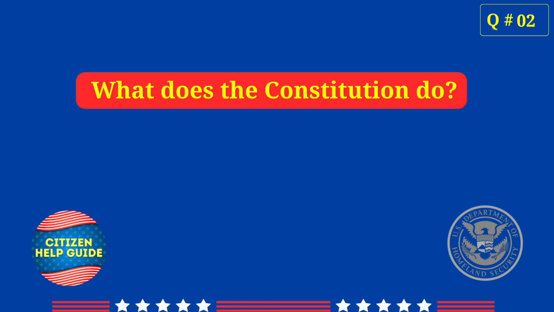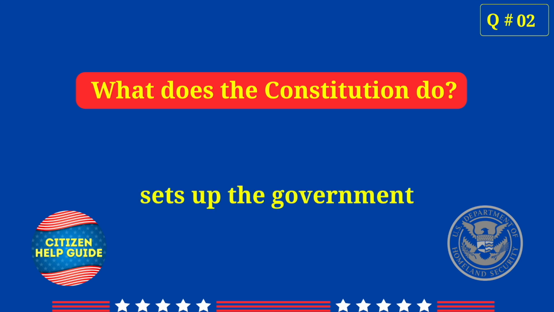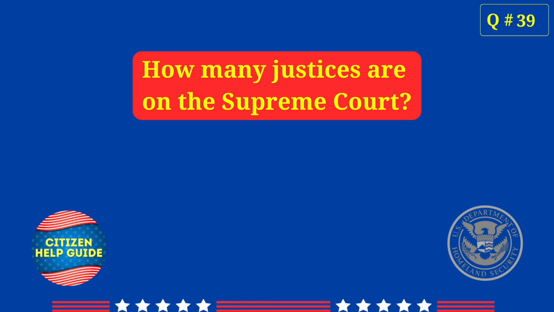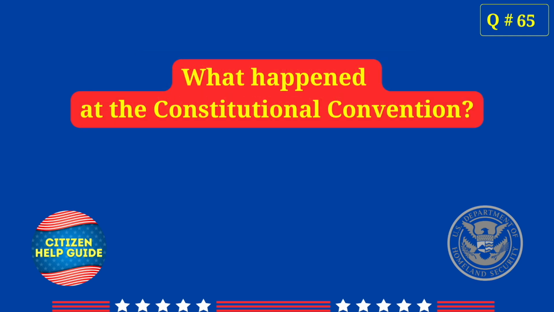What does the Constitution do? Sets up the government. How many justices are on the Supreme Court? 9. What happened at the Constitutional Convention? The Constitution was written.